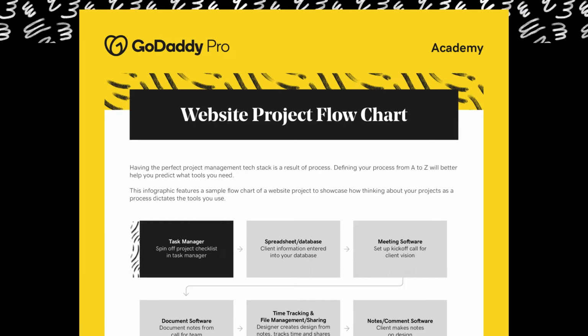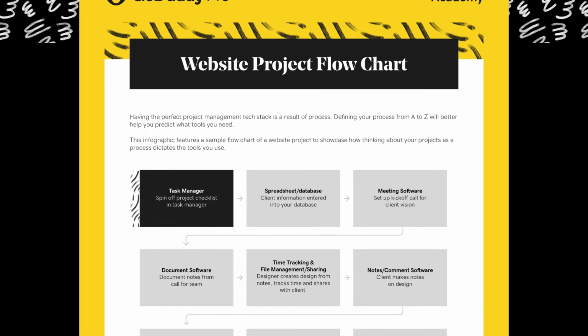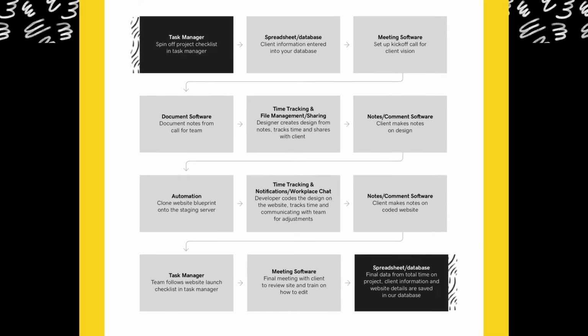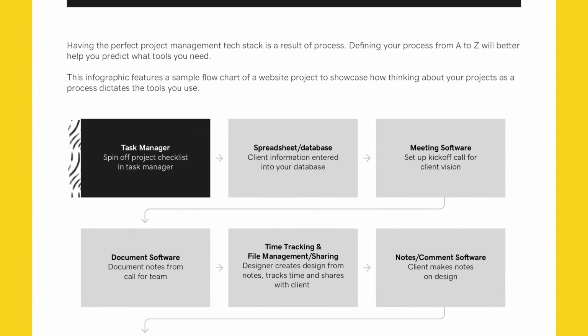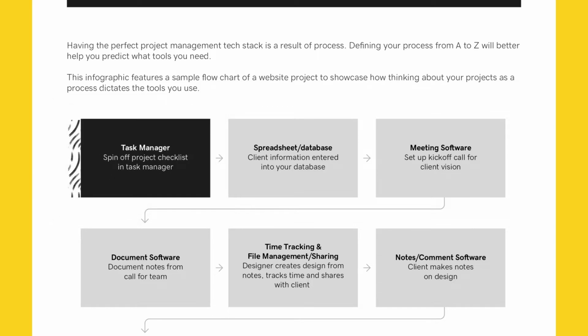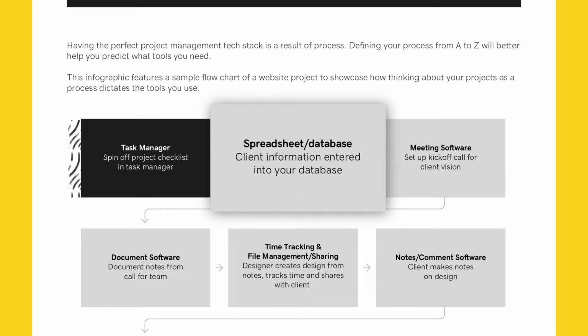In this lesson, we provided you with a sample flowchart of a website project to show you how thinking about your projects as a process dictates the tools you use. In this flowchart scenario, the project begins with a preset checklist being spun off in the task manager. The information from the new client is then entered into your database or CRM tool, including their email, domain, hosting info, project specifics, and pay schedule information.